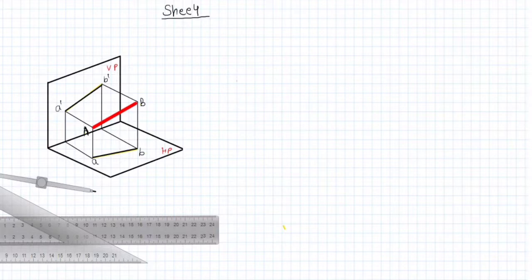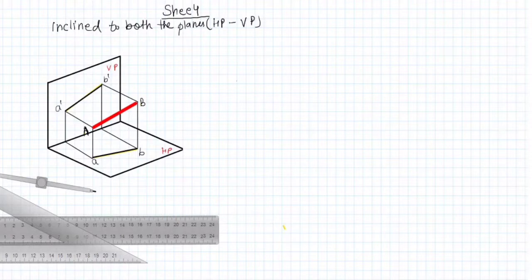As we can see from here, this line is inclined to HP. It has a different distance from the HP at each of its points, and from the VP as well. It means this line is inclined to both the planes, for example HP and VP. We need to find out the true length of its projections on the projection planes.